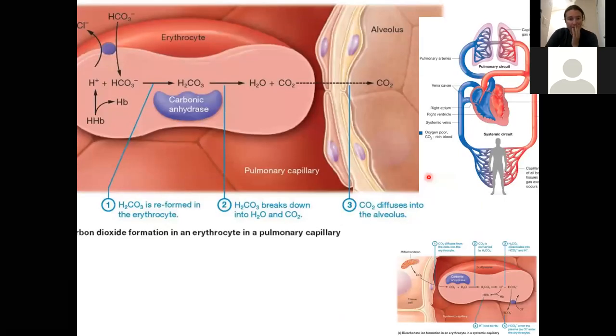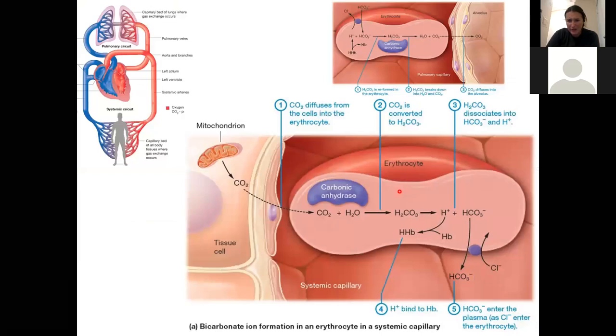Okay, so let's put these pieces together. On your slides, I've given you both of these images. Let us first focus on what's happening in the lungs. Okay, so what is happening way up here? We know that in the tissues, we have produced a lot of carbon dioxide. We need to get rid of that carbon dioxide. Actually, I changed my mind here. Let's talk about the tissues first. Sorry about that.